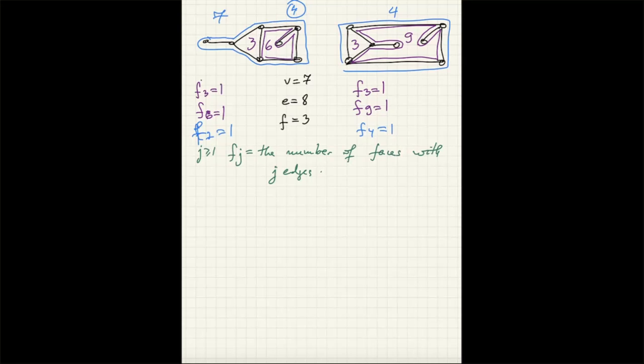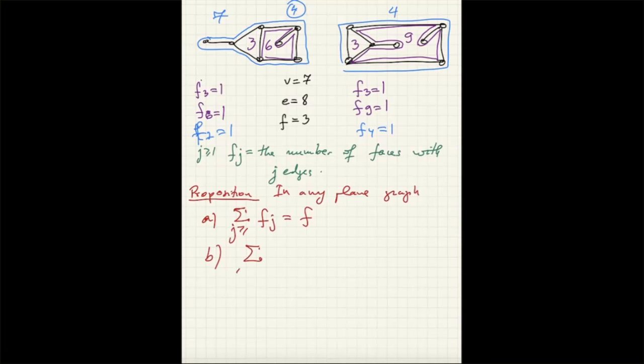Before we do that, let me just quickly give you one proposition here. Namely that in any plane graph, if you sum up, the first one is obvious, if you sum up fj over j greater or equal to 1, we get the total number of faces, say part A. And part B, if you sum up for all j greater or equal to 1, j times fj. So for each face of length j, we add up the number of edges in that face.